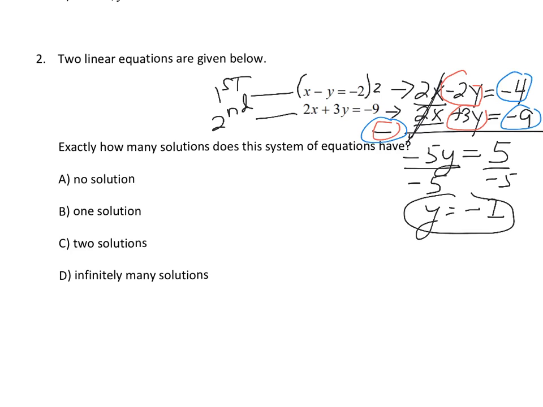So, are we able to answer the question right now? Of course we are. The next step is to find x, but we don't need to, because we don't want to waste time doing that. So let's go back to the choices we have. Exactly how many solutions does this system of equations have? Well, it's not no solution. It's one solution. And it's not two solutions. It's not infinitely many solutions. So it's one solution.